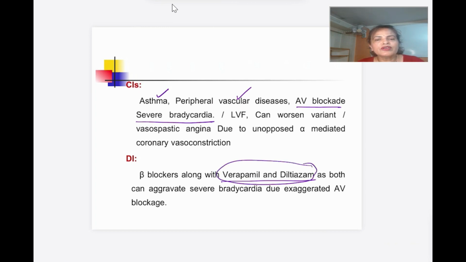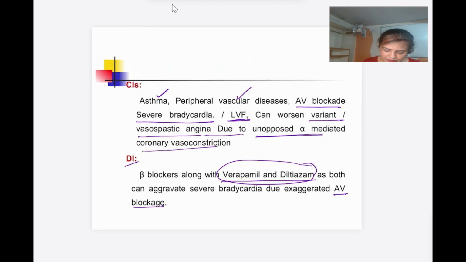So if you are going to give a beta blocker with a calcium channel blocker, then what will happen? There will be AV blockade. So these two drugs are not to be used together. Then CHF or left ventricular failure, if it is decompensated, it can worsen, this I have already told. It can also worsen variant or vasospastic angina due to unopposed alpha mediated vasoconstriction.